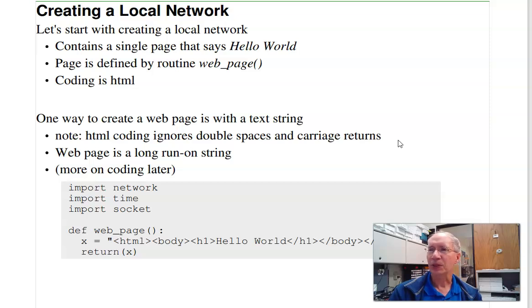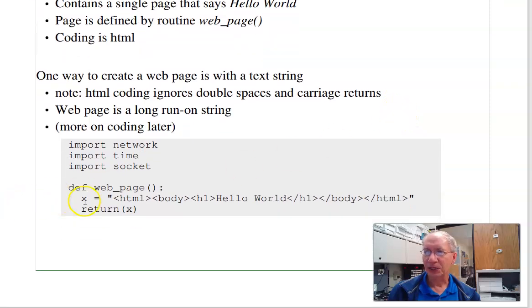And just to keep it simple, let's start out with the simplest web page you can come up with, one that says Hello World. Now to do that, I need to do some HTML coding. One way to create HTML coding is to create a string. In this case, my string is called X. This contains the HTML coding for a web page that says Hello World. Every time I call web page, it returns X. That's my string, that's my web page. A little bit more on the coding a little bit later.